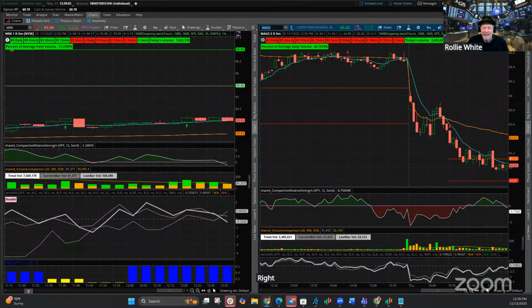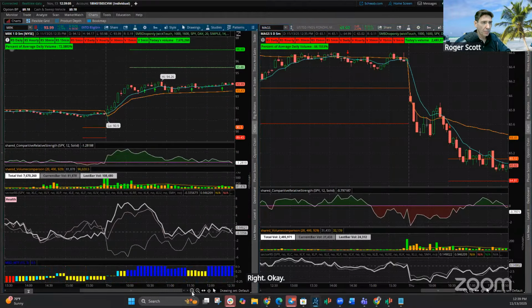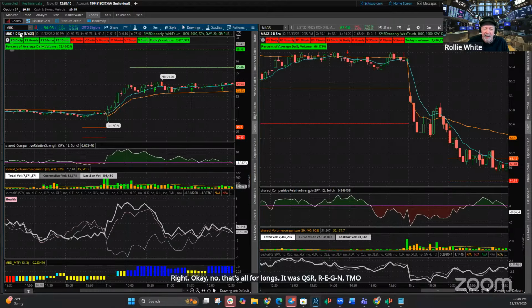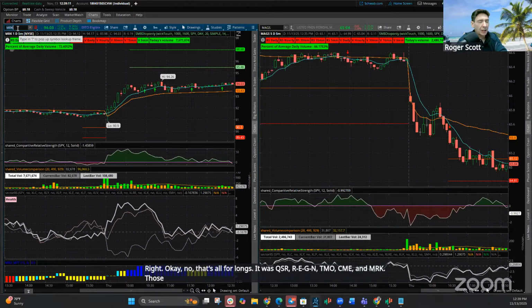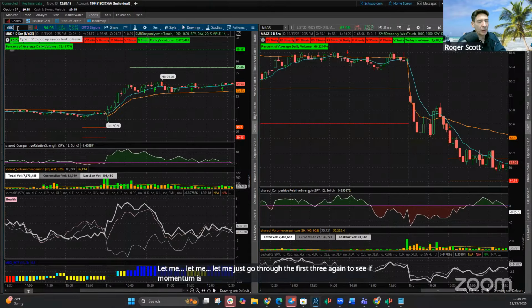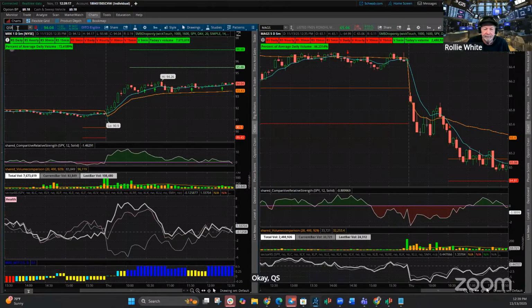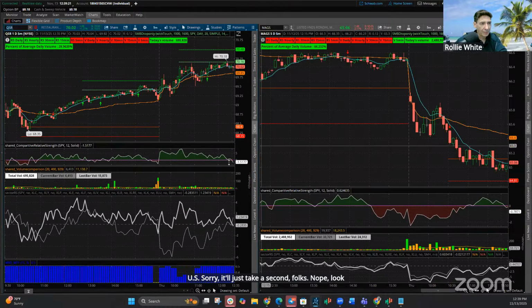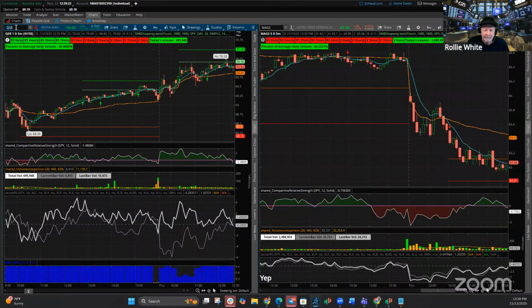All right. Any more longs? No, that's all for longs. It was QSR, REGN, TMO, CME, and MRK. Those are the five longs. Let me just go through the first 3 again to see if momentum is declining as well. Here, QSR. Sorry, it'll just take a second, folks. Also, look at that. Yep, it went negative.